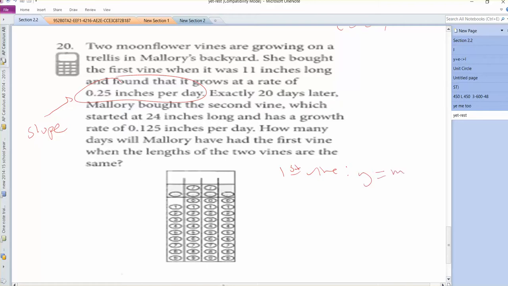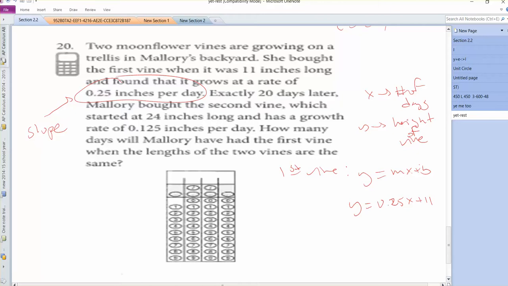Now they don't tell you it's linear, but you would assume that because it's changing at a constant rate. And that's what linear equations are, when they change at a constant rate. And x is the number of days. And of course, y is going to be the height of the vine. So the first vine would be y equals 0.25x plus 11. Start 11 inches, and it's going 0.25 inches per day.